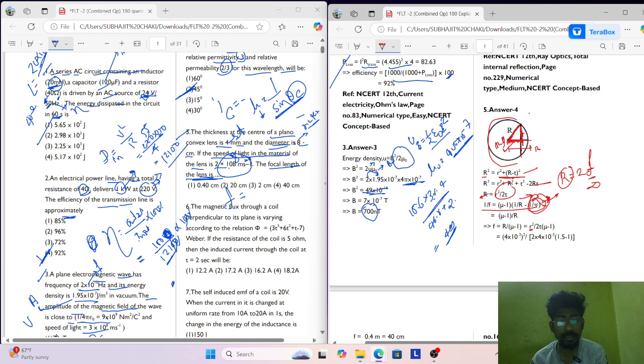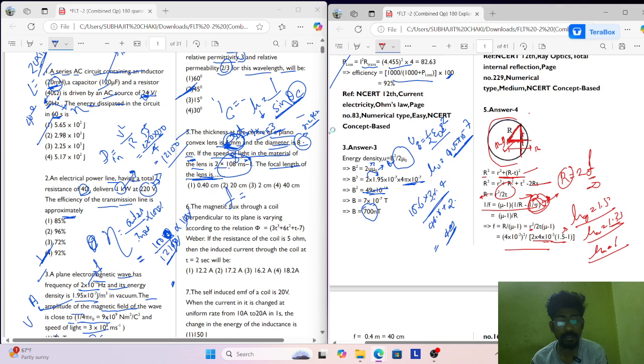r is 4 centimeter. The thickness is 4 millimeter. Thickness means t, which is 4 into 10 to the power minus 3. And the mu of glass is 1.5, mu g equals 1.5, mu w equals 1.33. You have to remember these two, and mu of air is 1. You should remember these three.